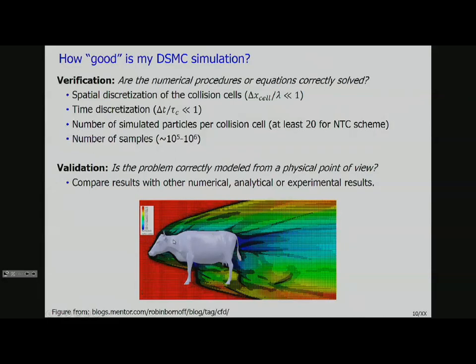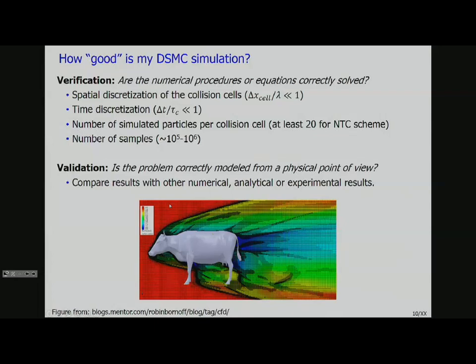You need a good surface mesh, and then you need your boundary layer mesh, and then you need your volume mesh, and it can be very hard. Even the cow has some complicated parts here. In DSMC, that's not an issue. You just start off with a uniform mesh, at least in SPARTA.